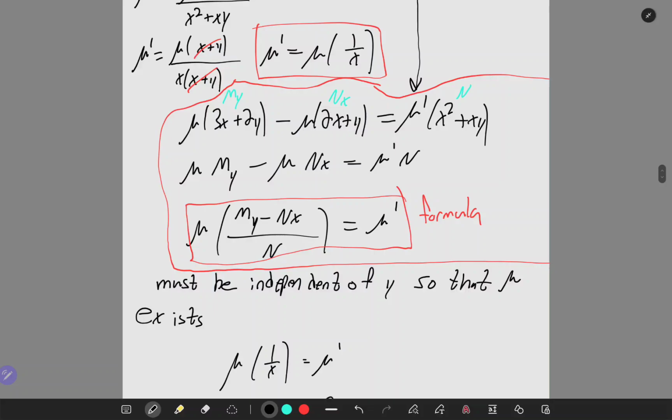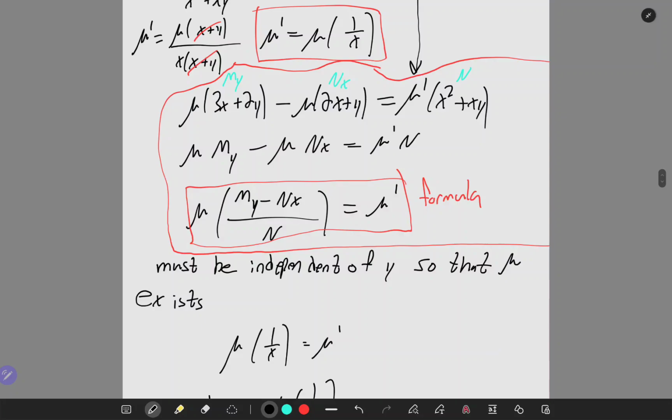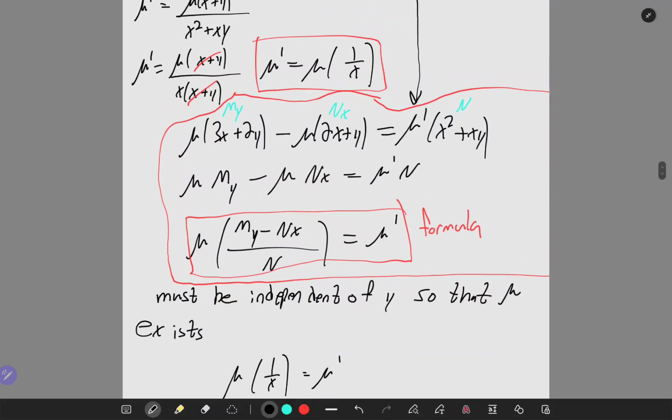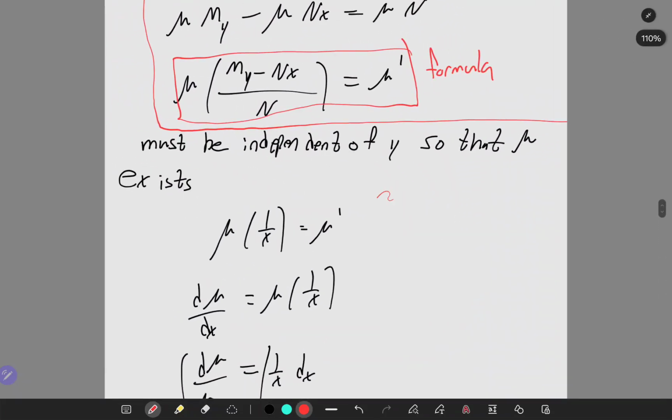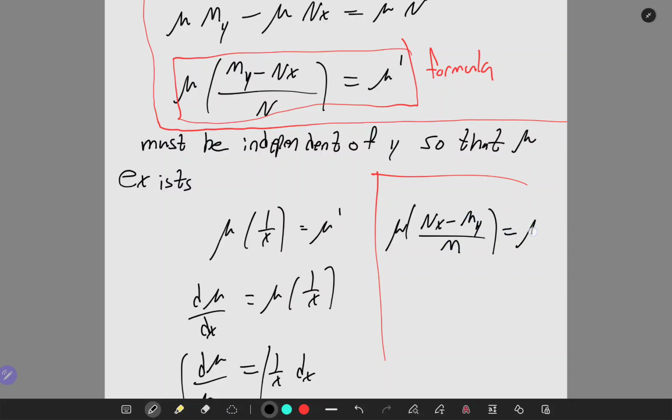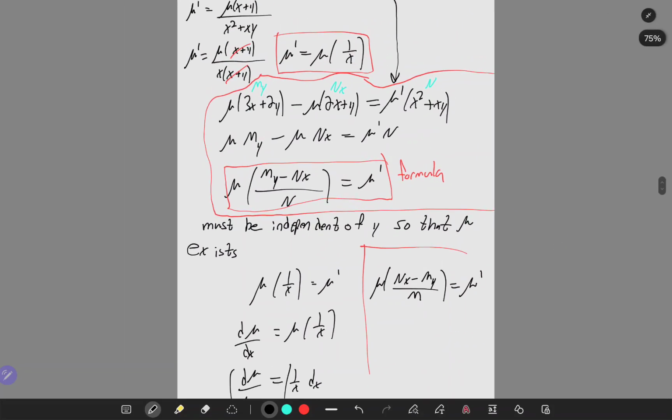Because most professors these days, they just give you the formula and they're just like, use both. There's two formulas for these. It's either this one or the other case, where you have n of x minus m of y over m is equal to mu prime. I'll write it over here. The other formula will look like mu times, this is n of x minus m of y over m is equal to mu prime. So there's two scenarios that can happen here, and that's it.